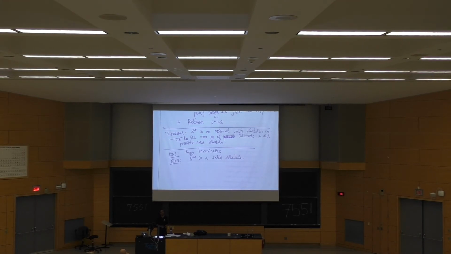Okay? But note that by itself, arguing that S star is a valid schedule doesn't give you anything, right? So the empty set is also a valid schedule because there's nothing in there to conflict with each other. But that clearly is not the best thing that's possible. So what we have to argue now is, okay, it's a valid schedule, but now we have to argue that it indeed has a maximum number of intervals in there.